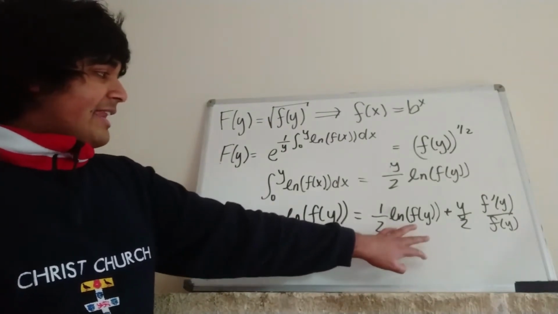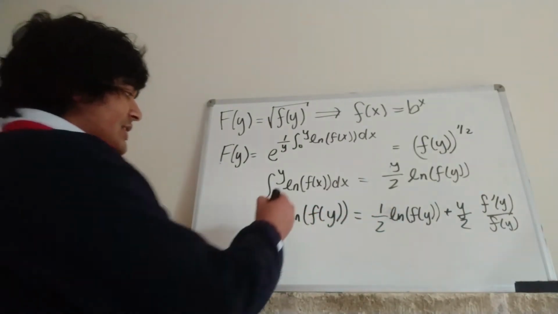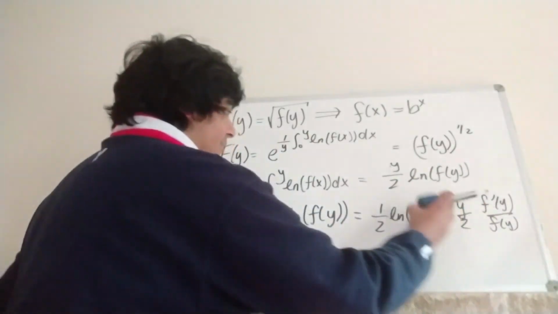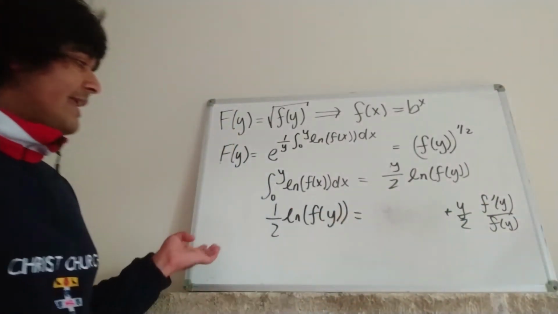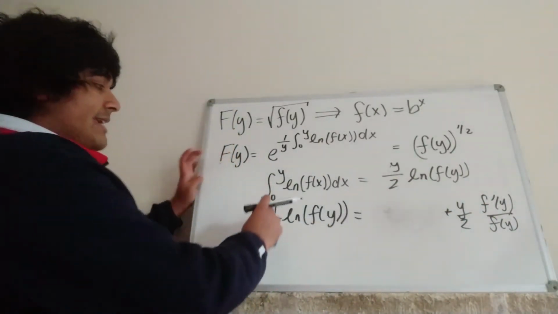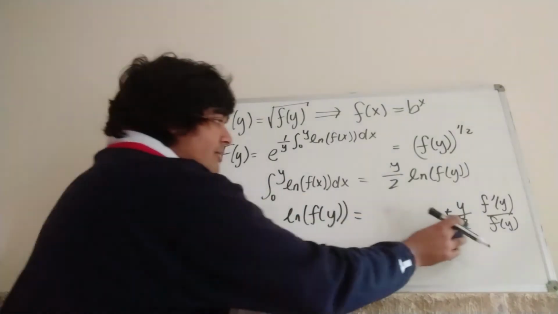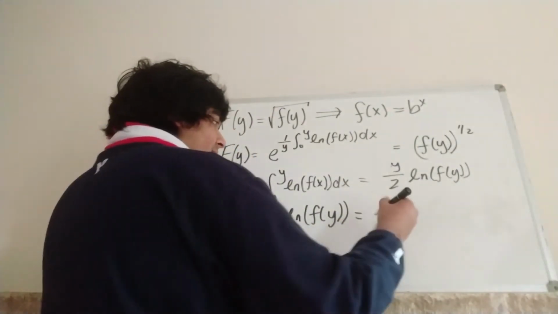Let's bring this half ln f of y onto this side. So we actually just get a half here and get rid of this thing here. So a half ln f of y is equal to this thing here. Let's get rid of the halves now by multiplying both sides by 2. Okay, let's make this a bit cleaner.